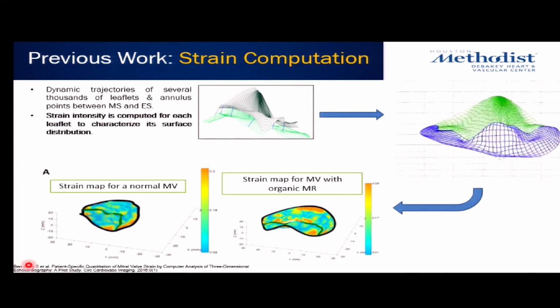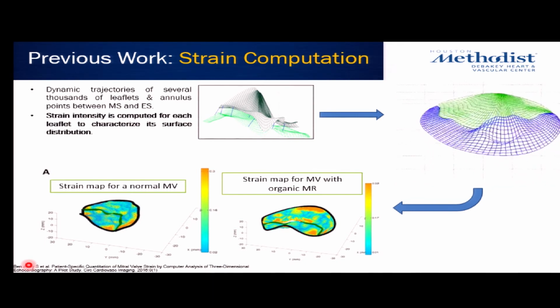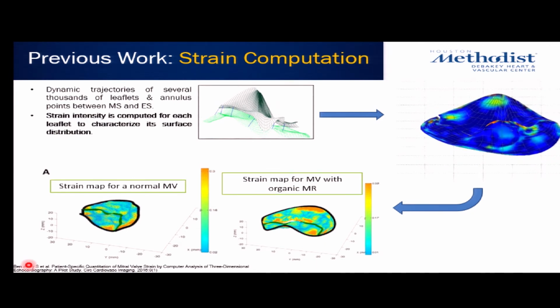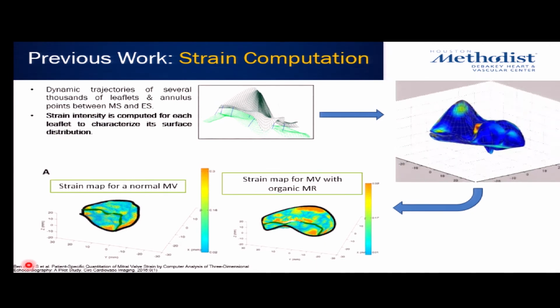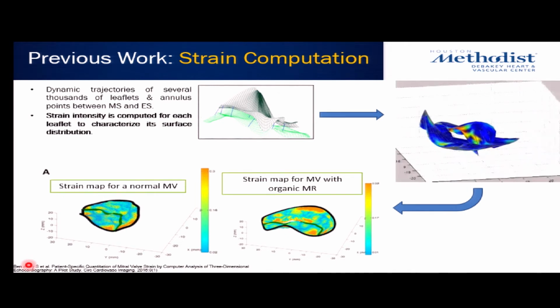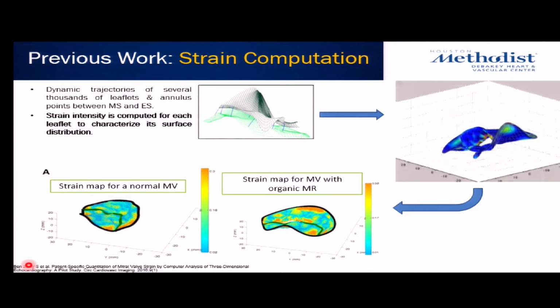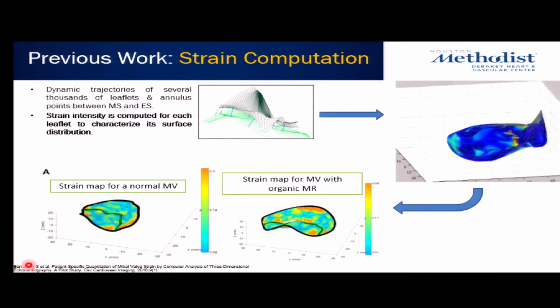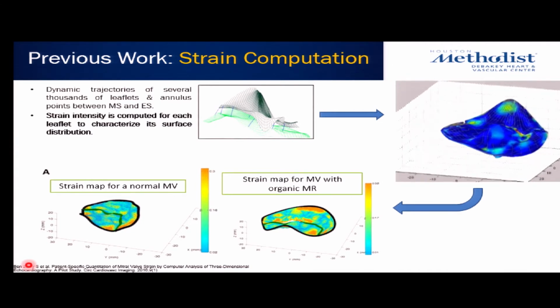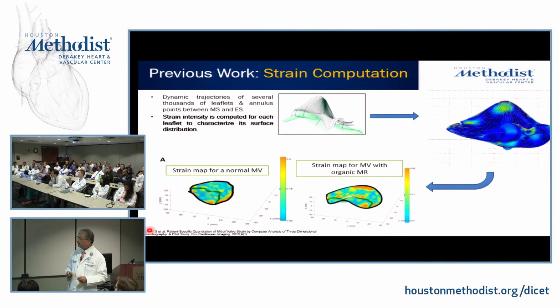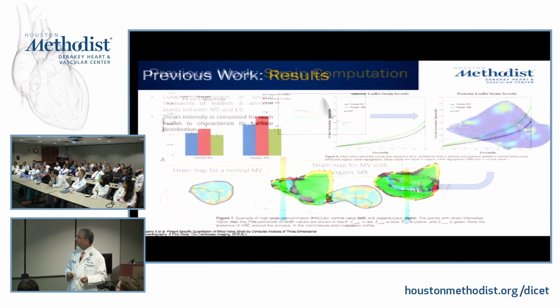And then ultimately you could have a heat map, or a map of strain of where in a normal valve that you could see on the left, much less of the brighter yellow, orange, which is high strain, compared to a valve that has significant mitral regurgitation, and on top of that has disease. You could see much more strain in that valve compared to the other one.